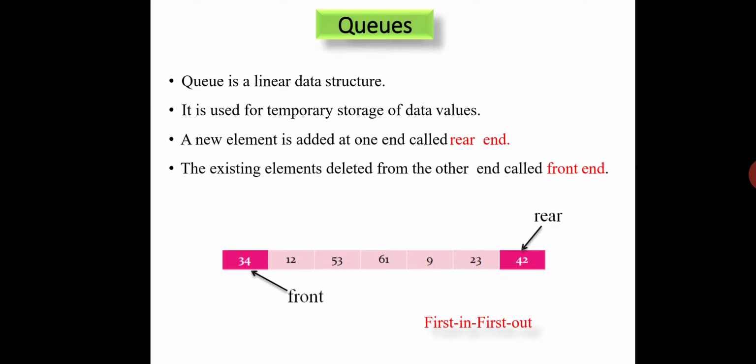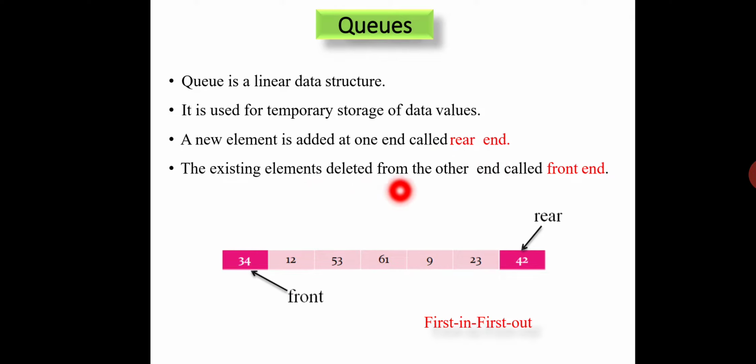Here the working mechanism is first in first out, which means the data element added first to the memory will be deleted first. Where you add, that end is called the rear end. Where you delete, that end is called the front end. A new element is added at one end, called the rear end.